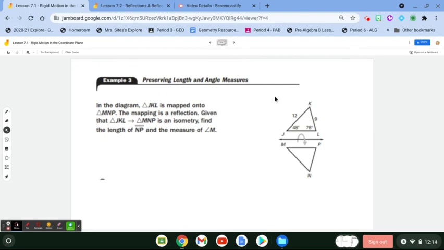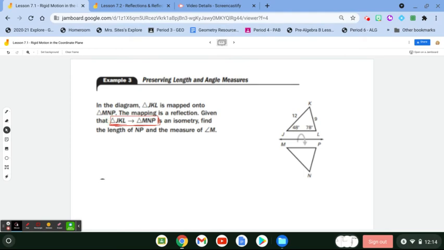Okay, so since an isometry preserves length and angle measures, we want to apply this now to a more specific shape. In the diagram, triangle JKL is mapped onto triangle MNP. The mapping is a reflection. Given that triangle JKL is mapped onto triangle MNP is an isometry, find the length of NP and the measure of angle M.